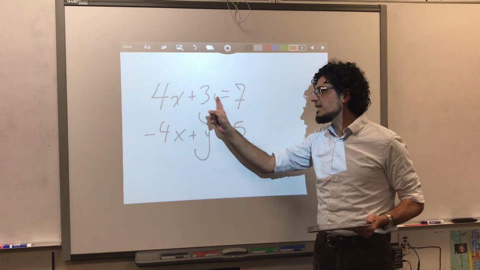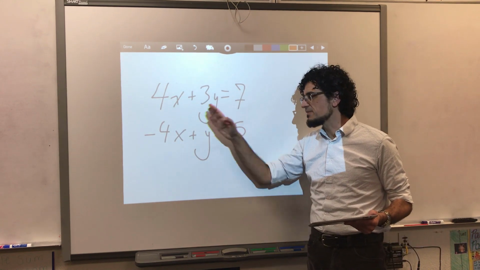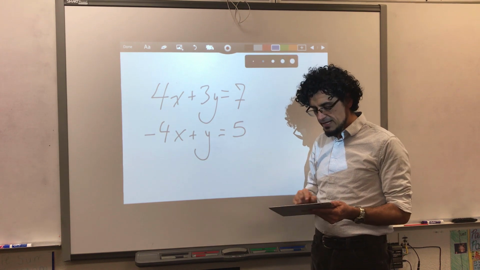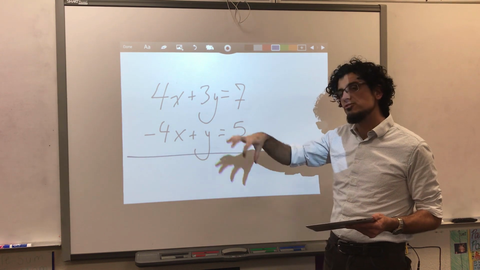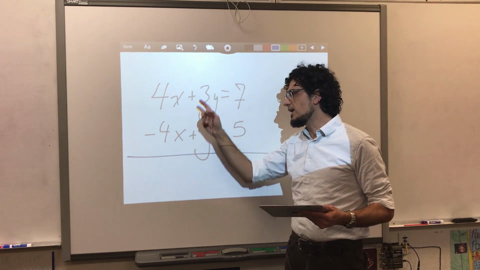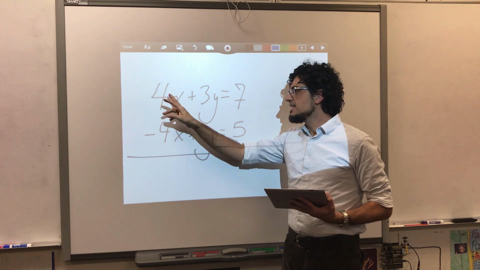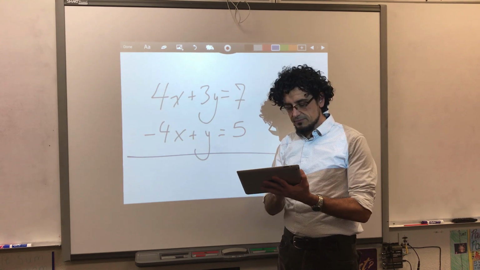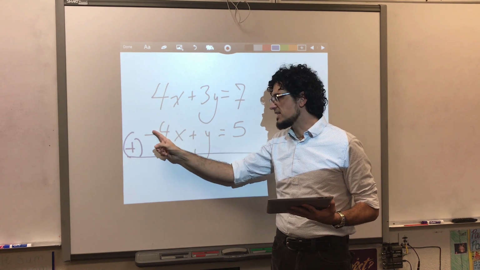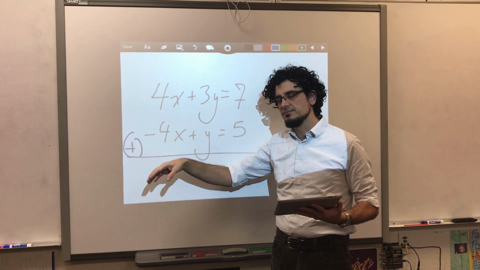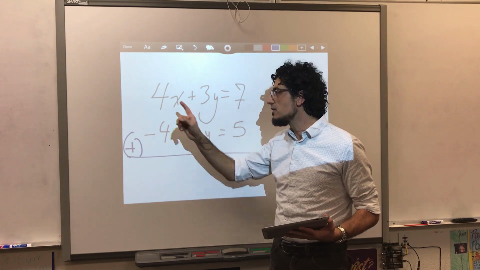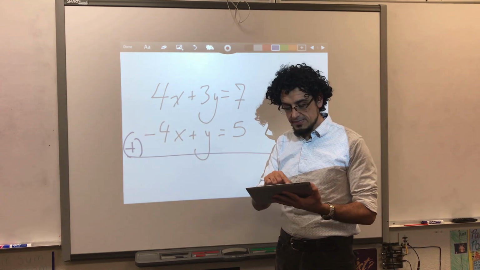If I have 4x plus 3y equal to a positive 7, and negative 4x plus y equal to a positive 5, we'll work through this one. Again, I'm going to figure out, do I need to add them or subtract them? I made sure that my x's are lined up and my y's are lined up. In this case, I'm going to add them. When the signs differ, like a positive 4x and a negative 4x, add them together. If I subtracted, I'd end up with 8x, and I don't want that. So 4x plus negative 4x cancels them.